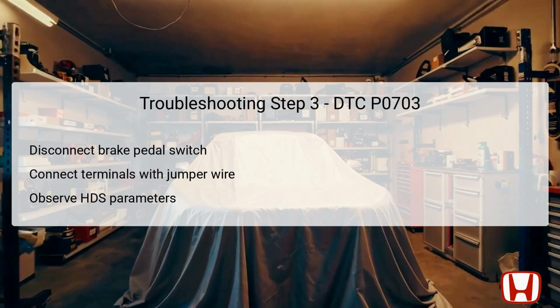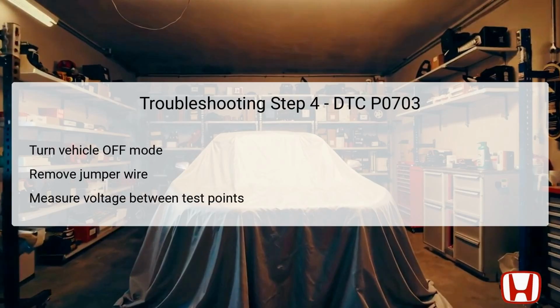Once linked, turn the vehicle to the on mode and observe the parameters via the HDS. The parameters should indicate conditions like close for both switches. If they match the threshold, this suggests that the brake pedal position switch is faulty and would necessitate replacement before proceeding. If conditions do not match, continue on to the fourth step for deeper investigation.